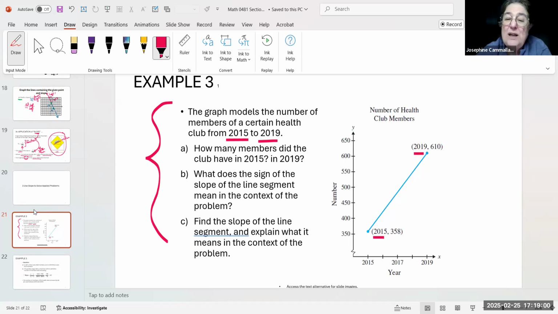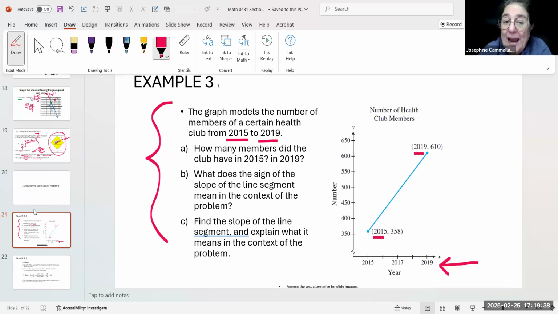Now, some of this we're going to do in the future, but it's reading this graph. This is not giving us the 0, 1, 2, 3, 4. It is giving us 2015, 17, and 19. Because the phrase is X is the number of years, and notice there is nothing that says after something. So notice the difference between the story problems.